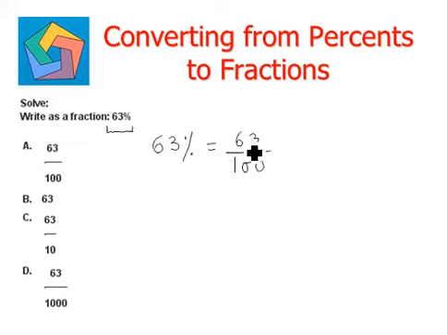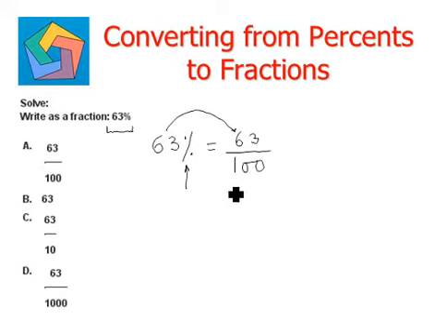That is, 63% is equal to 63 by 100. The percentage sign is removed and the number itself, that is 63, is divided by 100. So this becomes the fractional equivalent of the percent given to us.